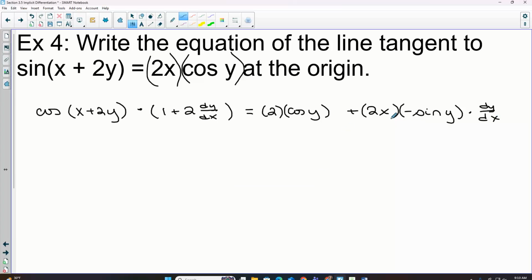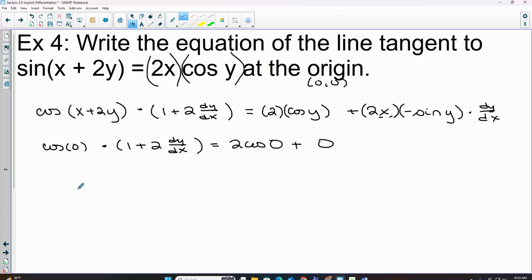So we could solve for dy dx, and if I ask for the derivative, you have to. But we could go ahead and just plug in our points. The origin is 0, 0. So if I put 0, 0 in for x and y, I get the cosine of 0 times 1 plus 2 dy dx equals 2 cosine of 0 plus, when I put in a 0 for my x, what happens to this whole term? Yeah, that whole term drops off, it's just going to be a 0.